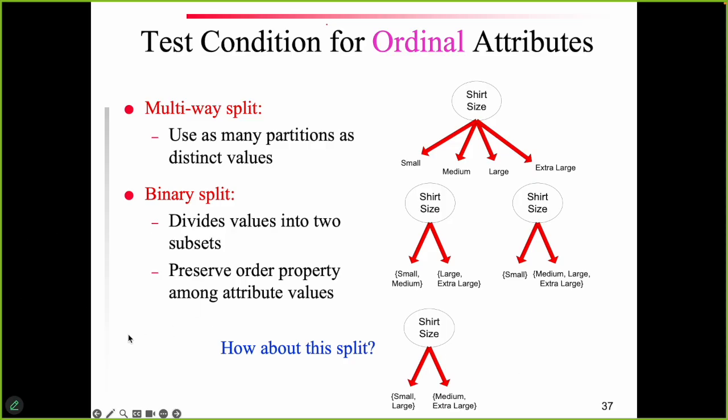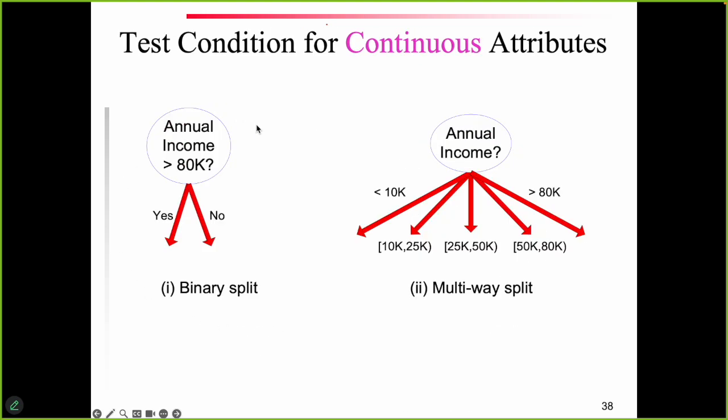No, it's not, right? Because it doesn't preserve the order and breaks the meaning of the attribute. And so this is not allowed. Now, for continuous attributes, again, you have both options. Binary split, so you choose a threshold, for example, income greater than 80K. If it's greater than 80K, yes. If not, no, and so on. So this is your threshold, 80K.